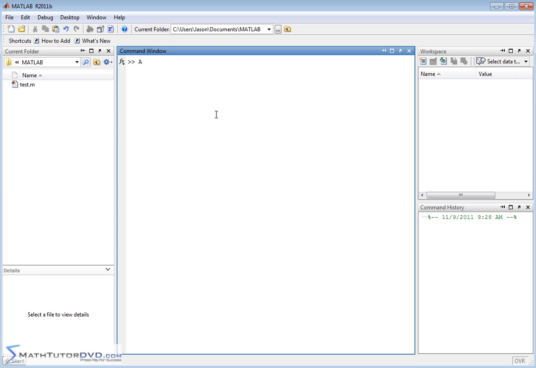So let's go ahead and make a matrix. We'll call it A, and we'll just put whatever we want in here. 1, 2, 3. Next row, 4, 5, 6. Next row, 7, 8, 9. So we'll just make a quick square matrix, filled with numbers.